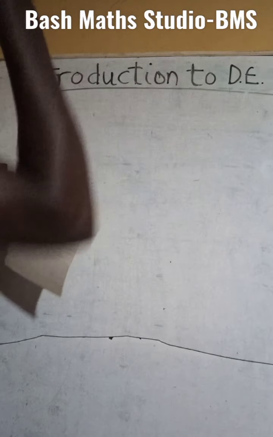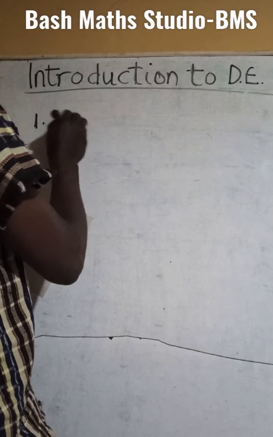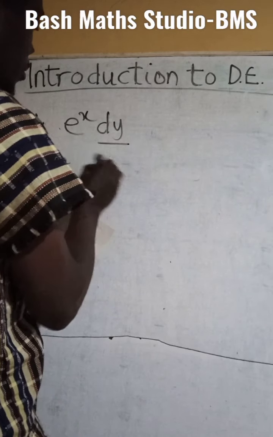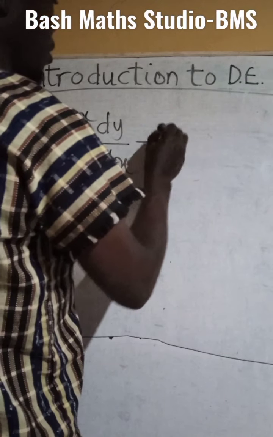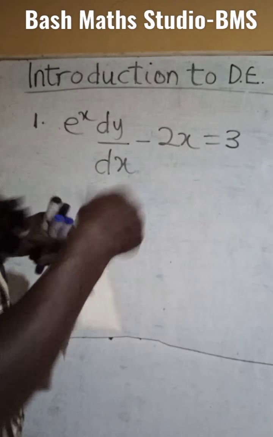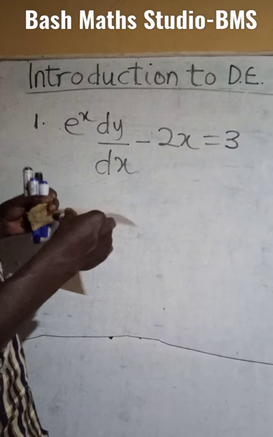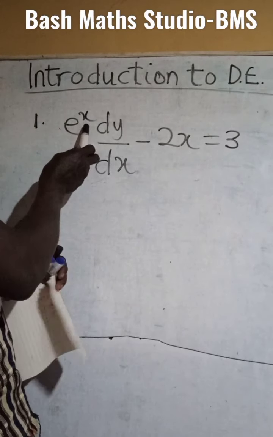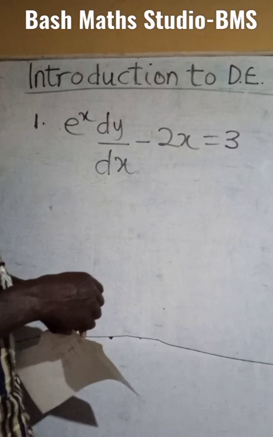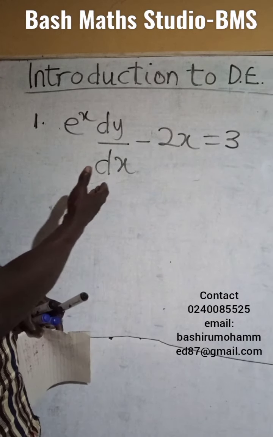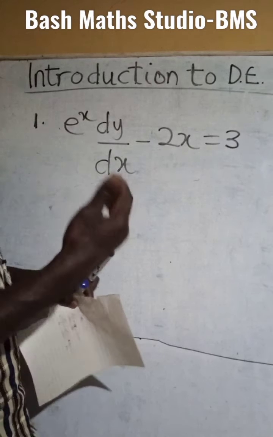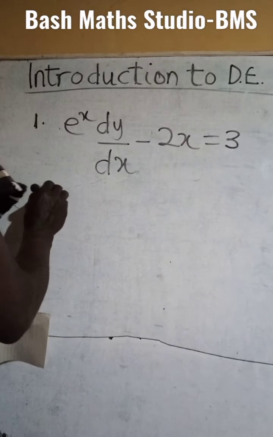example 1. We'll have this differential equation. So we have the first differential equation on the board. We have here e to the exponent x, dy divided by dx, minus 2x equals 3. So we want to see whether this one is linear. We want to see its order and then its degree. So first let's talk about the order.